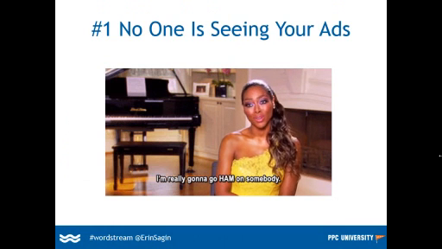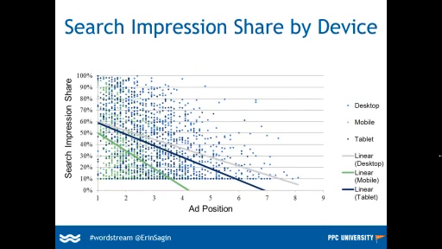So this is problem number 1 that I see a lot of advertisers suffering from, and it's that no one is seeing their ads. Now why? I mean, you're running a mobile campaign. Why wouldn't people see your ads? Well, let's take a look at search impression share by device. Now the line you want to focus on here is the green line. That is mobile devices. And look at that in comparison to the gray line, desktop. You can see you lose impression share very, very quickly with mobile.